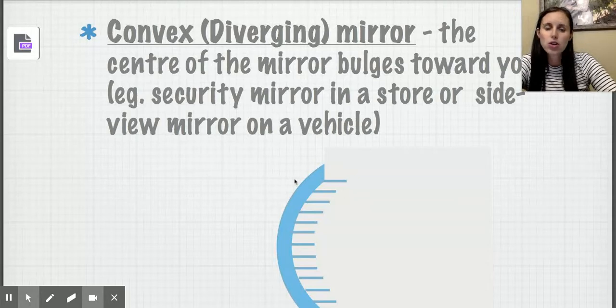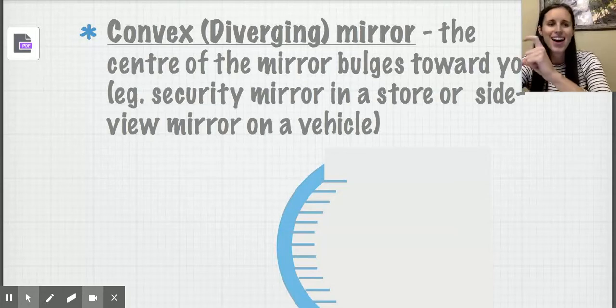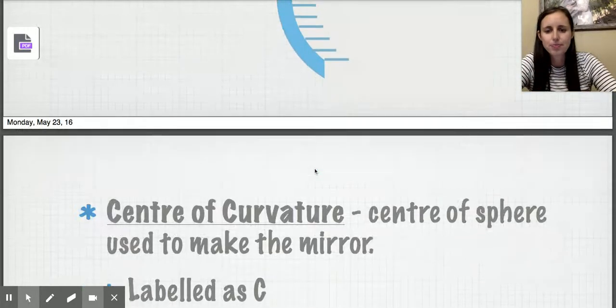These are like security mirrors. If you've ever gone into a store and you've seen the big mirrors up in the corner and they look rounded towards you, that's a diverging mirror. Or also the mirror on the side view of your car. If you notice at the very bottom, there's a kind of small mirror. There's a little tiny mirror in the corner. It bulges out towards you too. That's also a diverging mirror.